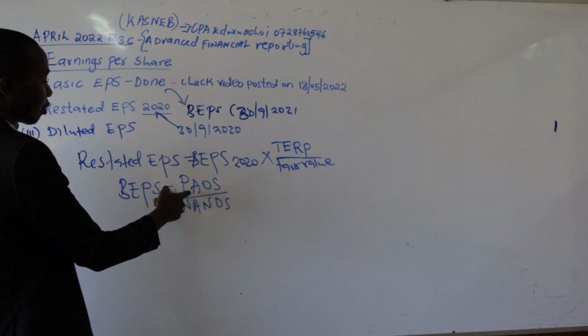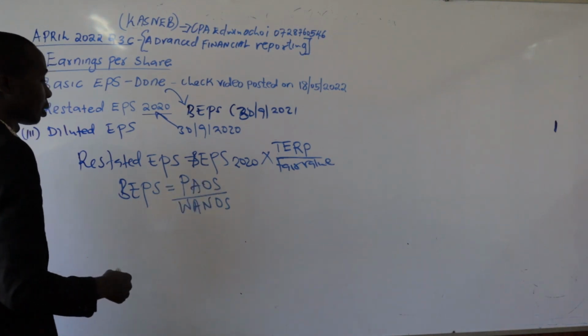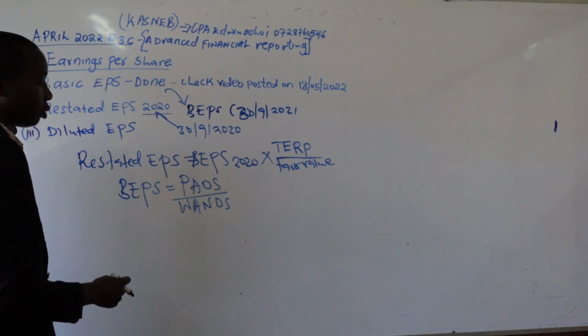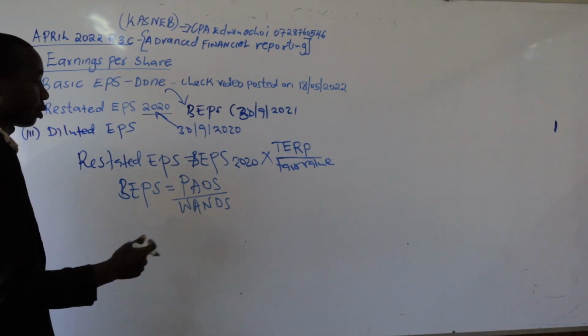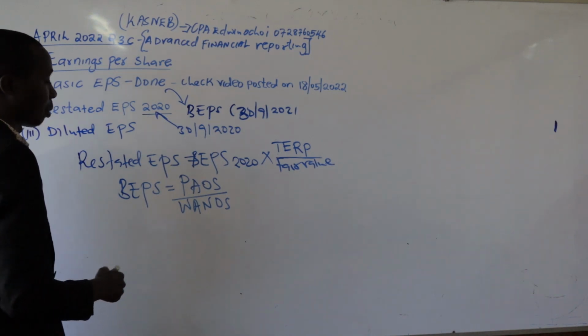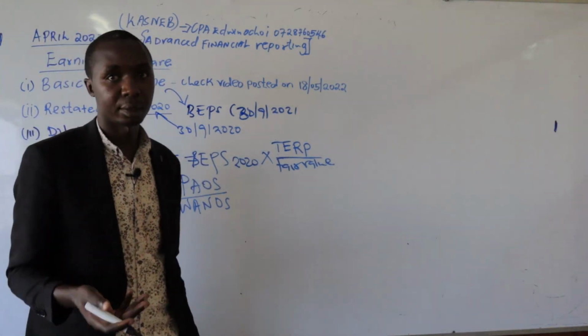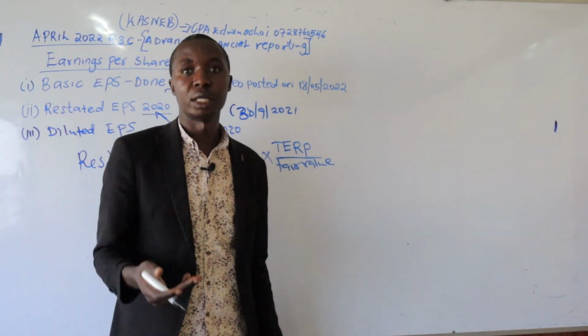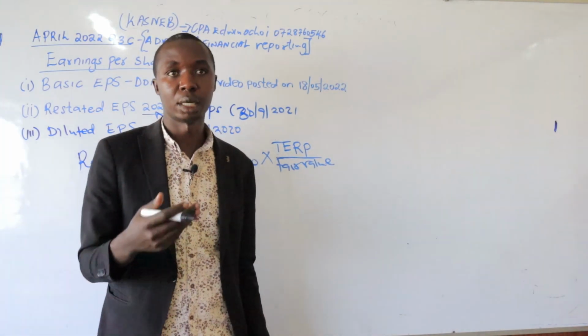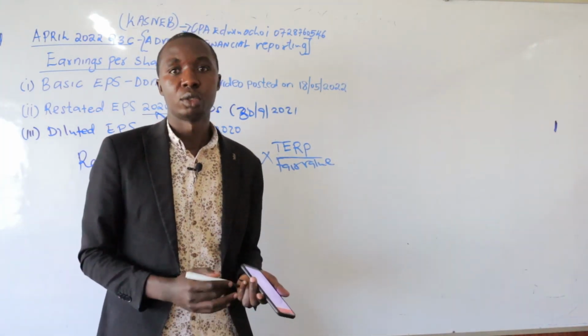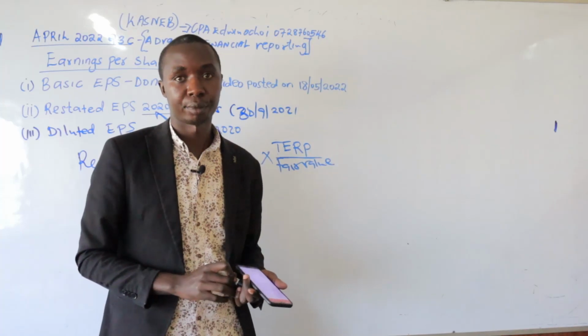So when we talk about the profit attributable to ordinary shareholders, what are you required to do? Remember that we always start from the reported profit after tax. We deduct the preference dividends and we deduct the profit attributable to minority shareholders.